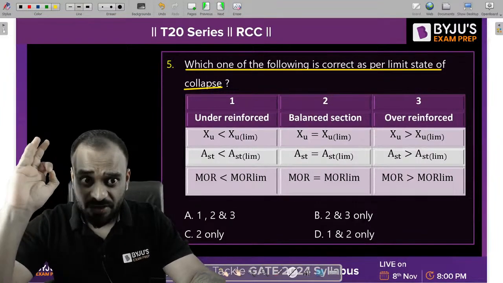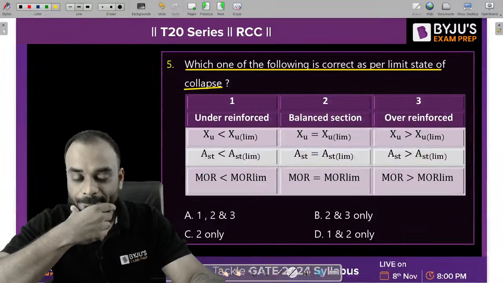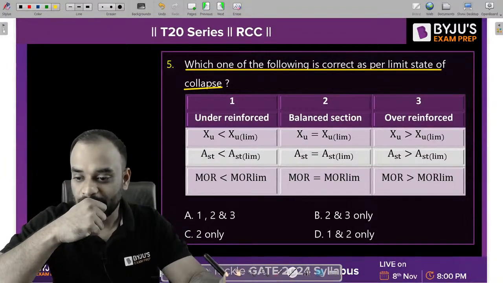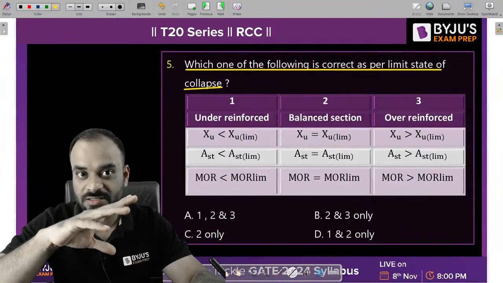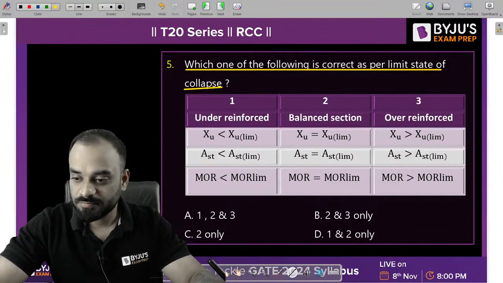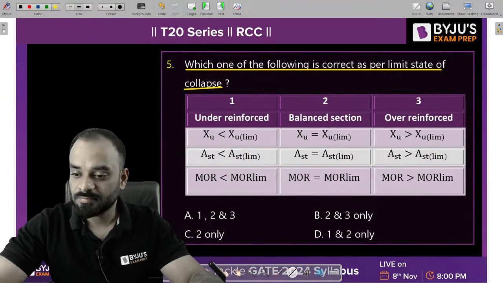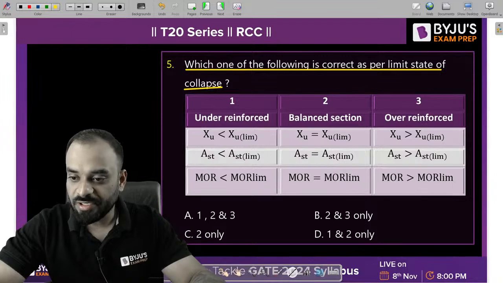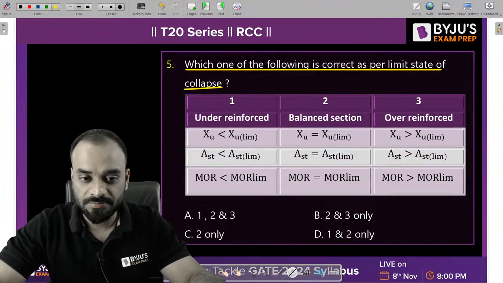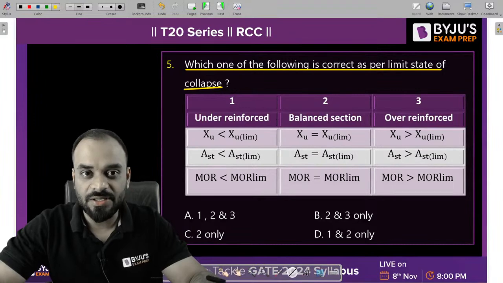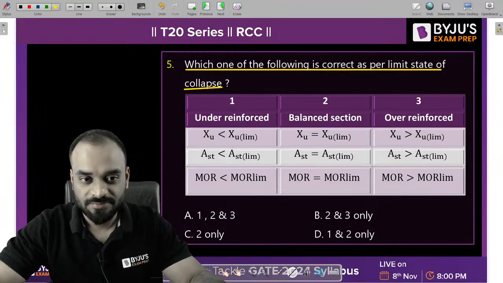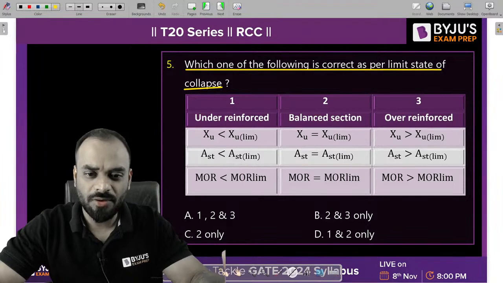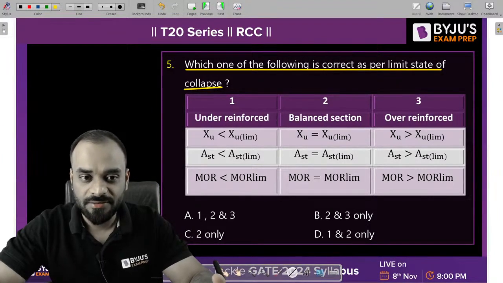Kindly read the question very carefully, guys. Okay. And tell me the correct answer for this problem. Swapnil, good evening. Please write your answer in the chat box. I hope all of you know the basic concept of LSM method, right?